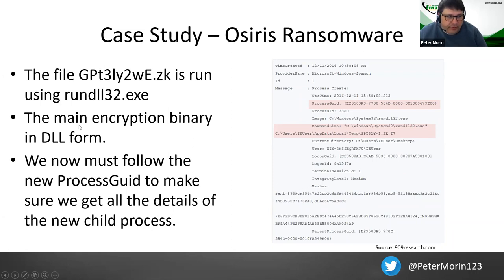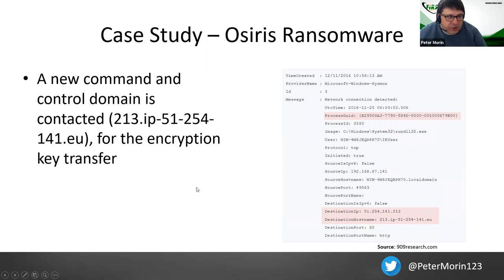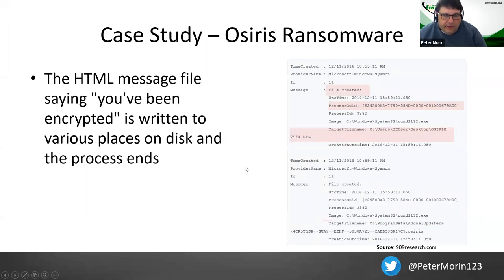We also noticed, for example, the main encryption binary in DLL form as well. At this point, a new command and control domain is contacted using, again, following that child process GUID. We could see another destination IP, and this is where the keys are being transferred for encryption. And then finally, we have a file created on the desktop called osiris79f4.htm, and this is most probably the screen that pops up saying, you know, you've basically been encrypted, right?